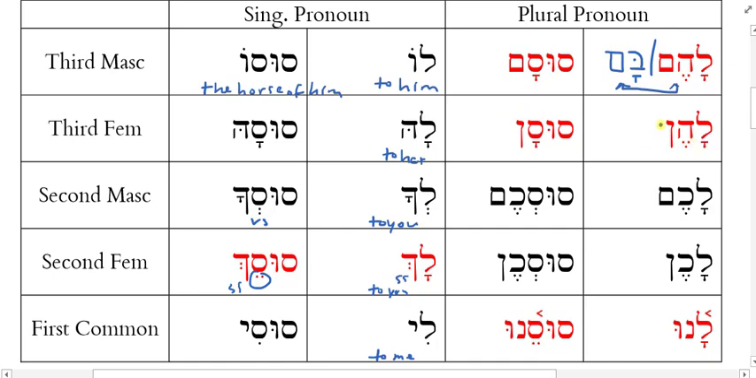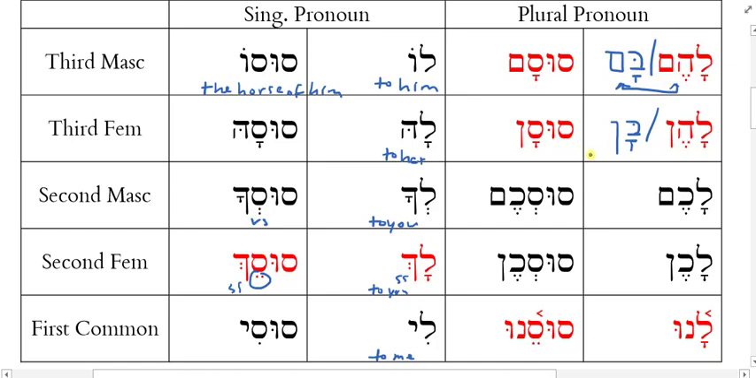Lahen is to them, women, and the preposition bet's form of in them, women, is ban. So I have a nun here, ban, lahen and ban. And to say their horse, if the they is a group of women, there is susan. So I have the same nun ending, the same pronoun as I had with the preposition bet.